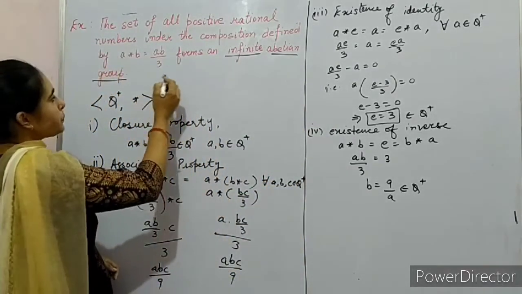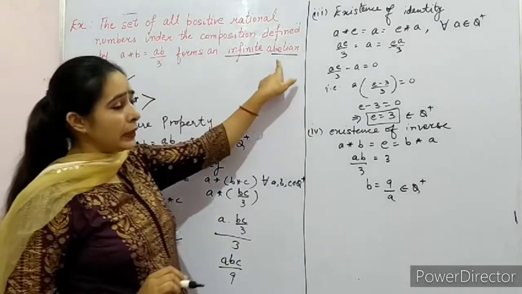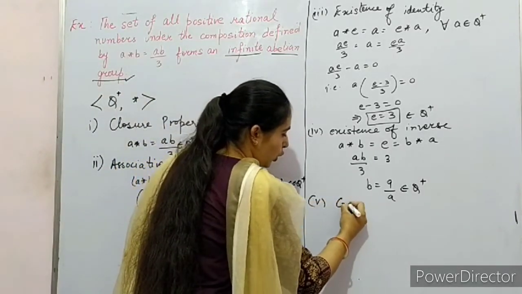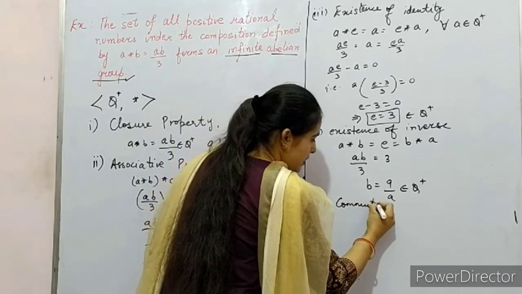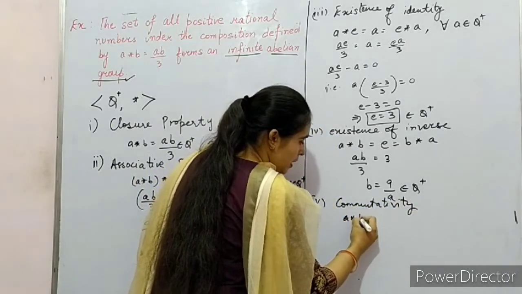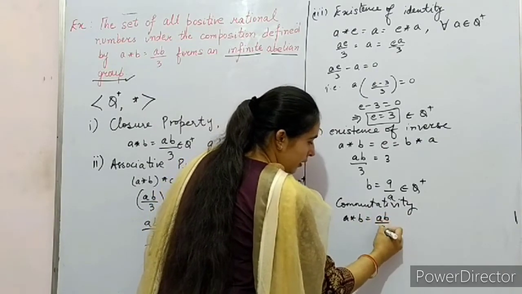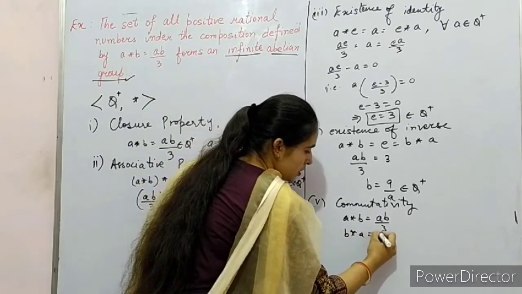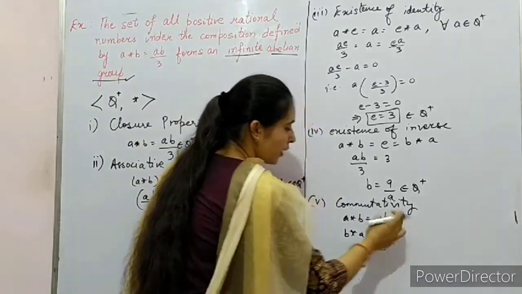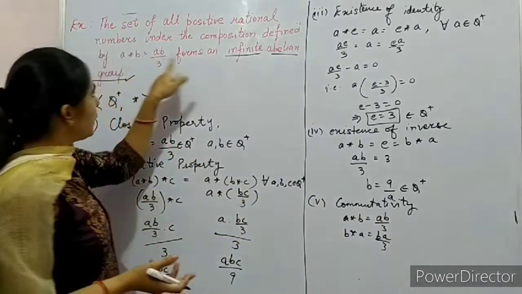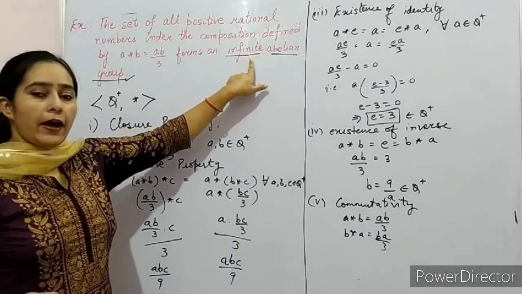It forms a group. For abelian, let's check the commutative property. We will check commutativity. Now what is A star B? A star B is AB by 3, and clearly it is equal to B star A, which is BA by 3. These two are equal because multiplication is commutative. So it is an abelian group and infinite.